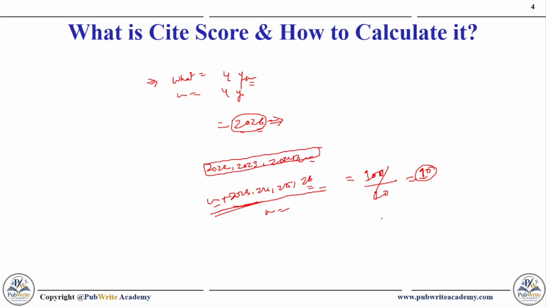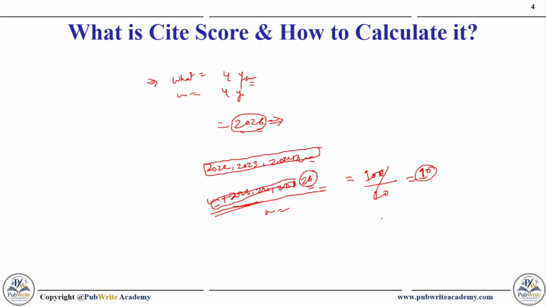So that's the thing. The important thing is when you calculate the impact factor, you need to take the previous years, and the year you are calculating is not involved in the calculation. But in CiteScore, you need to take into consideration that particular year as well. So that's the difference between CiteScore and impact factor.